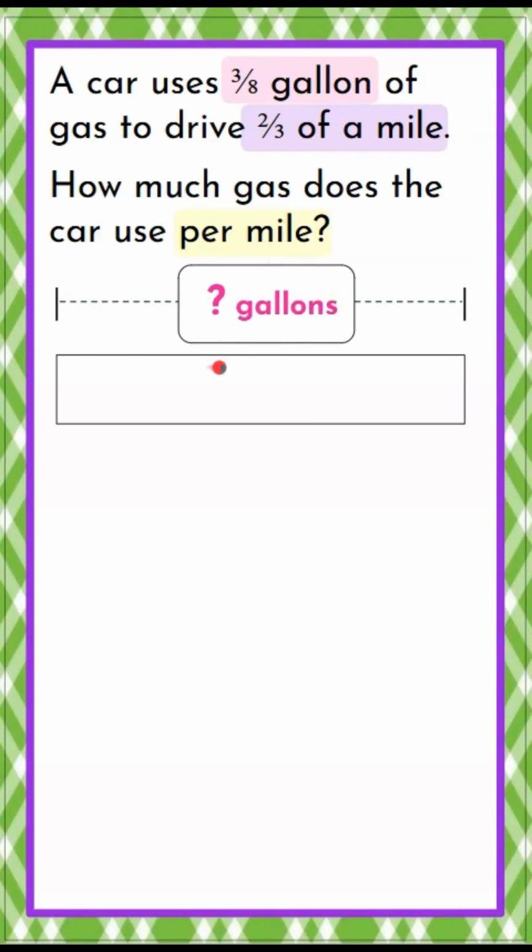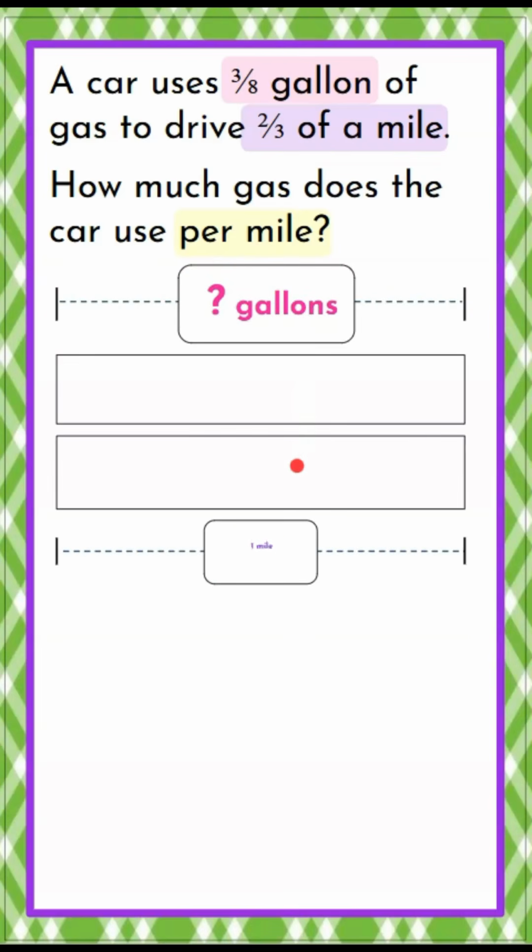Our first bar, our top bar, is going to represent the gallons of gas, and our second bar, our second quantity, is going to represent a total of 1 mile because that will give us our unit rate. We know our miles were given in thirds, so 2/3, so we're going to divide this bar into thirds. So we're going to have 1/3, 2/3, 3/3 to make a whole mile.